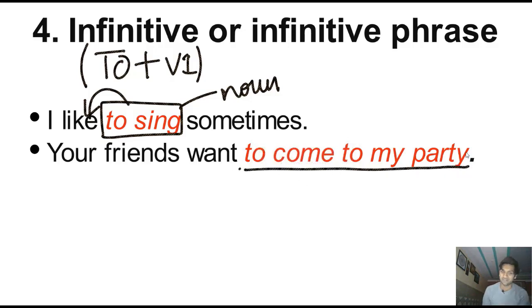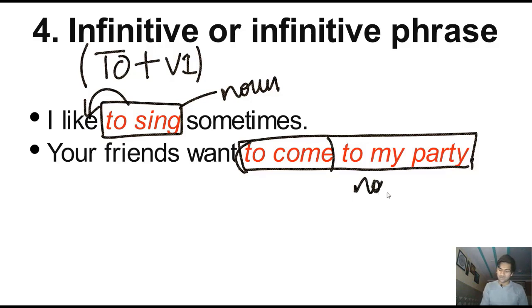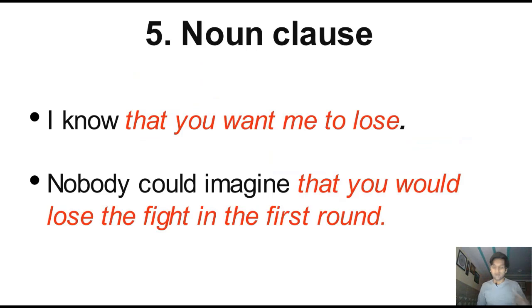You must want something, right? The object must come after the verb. Your friends want what? To come to my party. Your friends want to come to my party. Infinitive. To come to my party. This is an infinitive phrase working as a noun, the object of the verb want. Since it's working as an object, completing its meaning, we'll call it a verb complement.